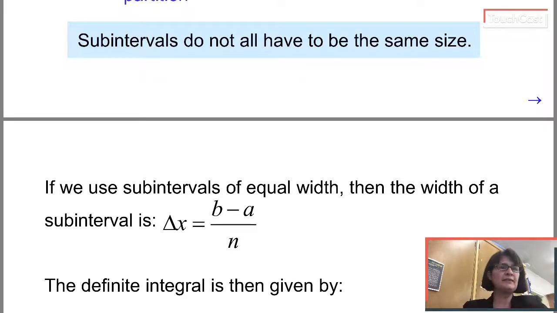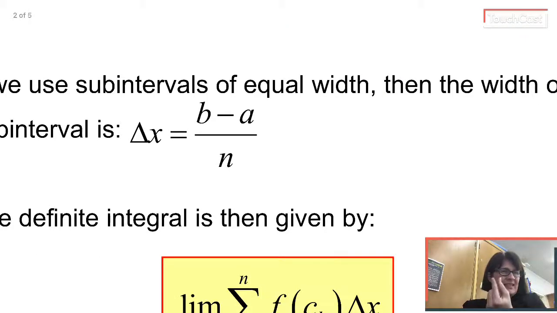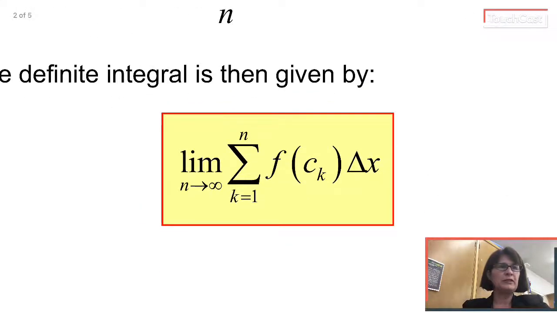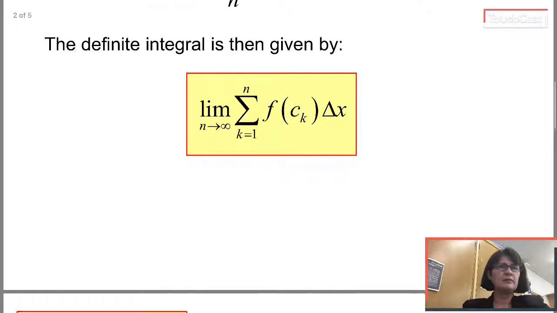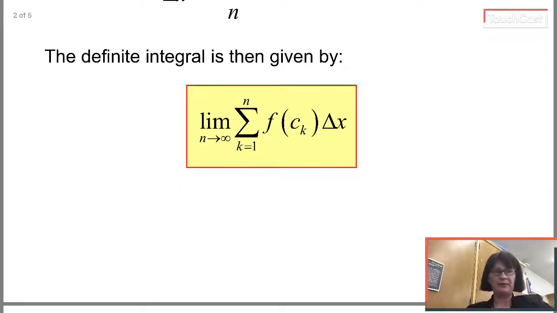If we use delta x to mean the distance across each rectangle, then if you remembered some notation you used in pre-calculus, don't let this freak you out, we're going to move on from it really quickly, you could write this. Cover this up for a second.